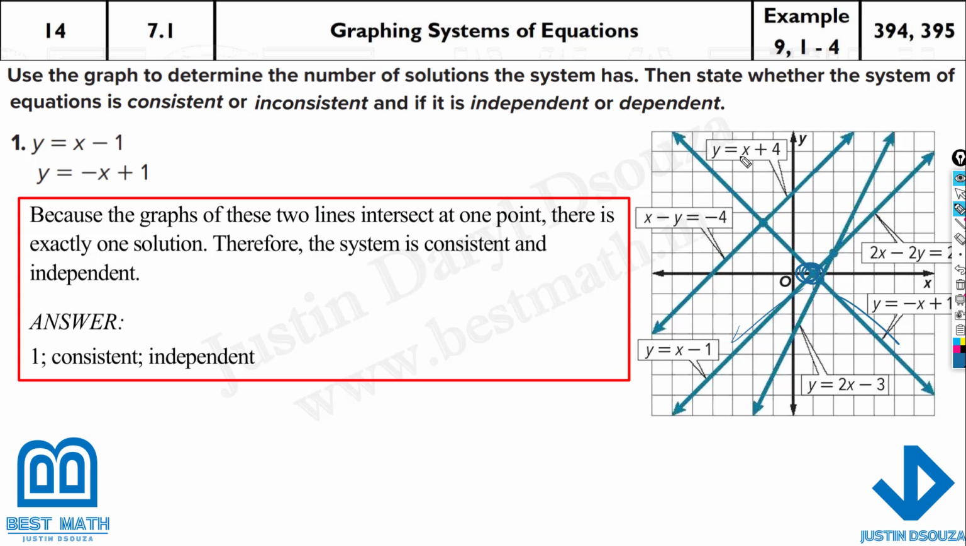Now, how can you check this in the calculator? You need to write this in the standard form, x and y together. It'll be minus x plus y equals negative 1 when we move this to the other side. And then we have x plus y equals 1. We just solve this in the calculator, and we will see.